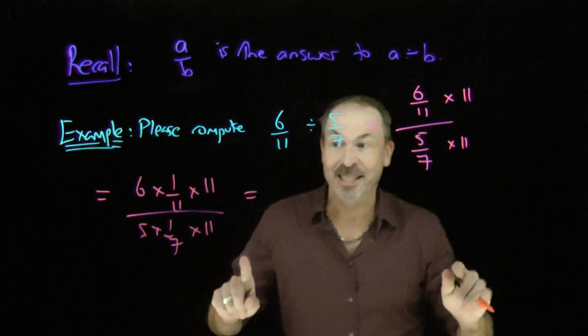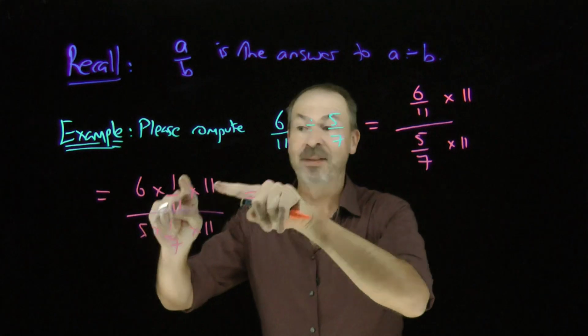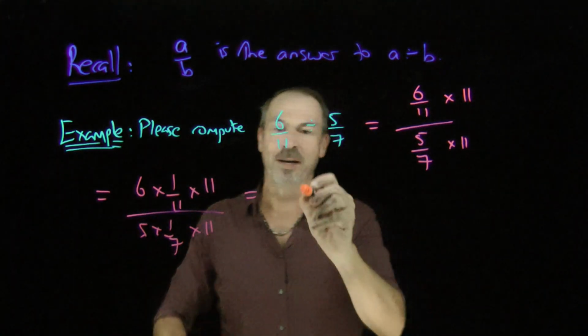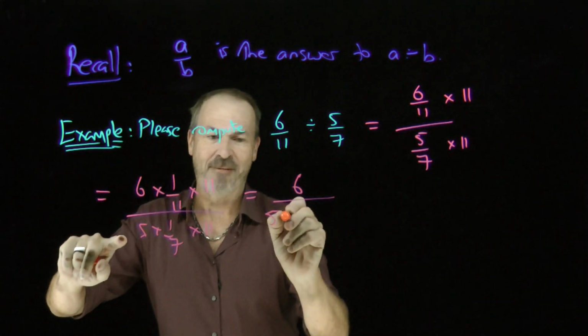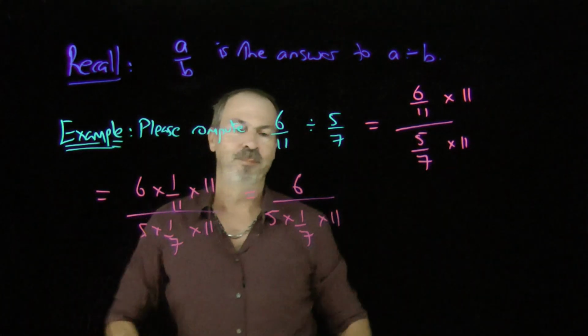So the numerator is indeed nice. 11 times 1/11th, that's 1, basic property of fractions. 6 times 1 is just 6 for the numerator. Lovely. But the denominator is actually still icky. 5 times the 7th times 11.